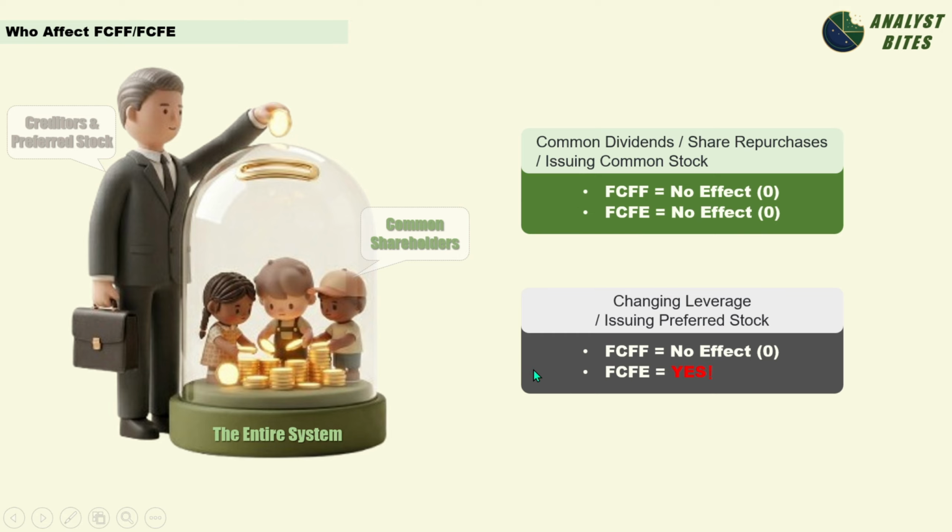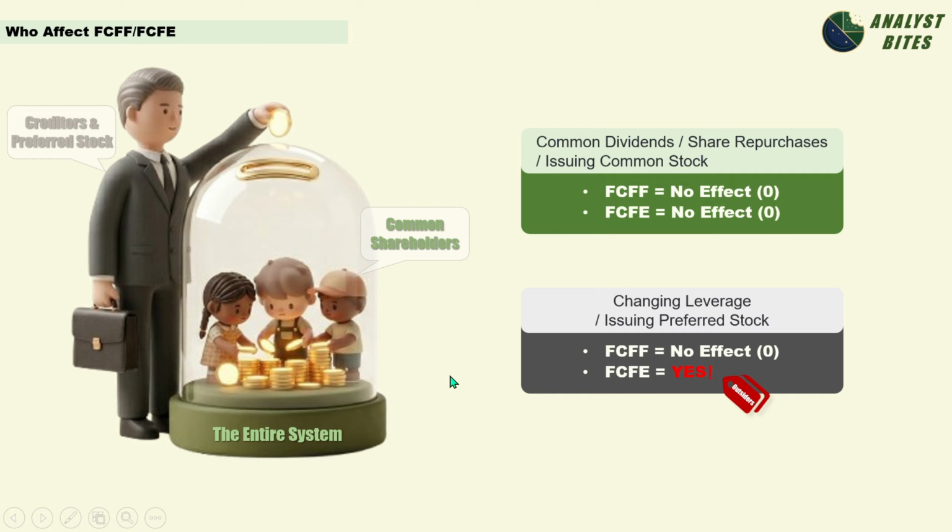Now let's look at external capital. Consider changing leverage, like borrowing or issuing preferred stock. For FCFF, definitely they have no effect. For FCFE, this is a case of outsiders sending money into the dome. So FCFE will increase. Conversely, paying dividends to preferred shareholders is just like paying interest. Money is flowing out to the outsiders, so FCFE will decrease.